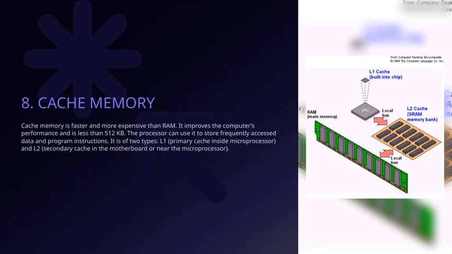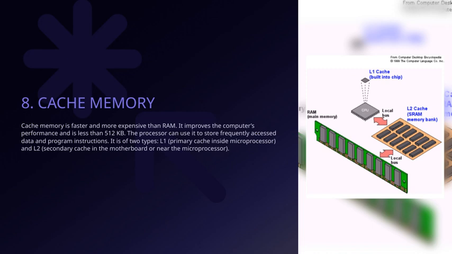Now, let's talk about cache memory, which plays a crucial role in enhancing our computer's performance. Cache memory is faster and more expensive than RAM, but it's also much smaller, usually less than 512 KB. Its main function is to store frequently accessed data and program instructions so that the processor can retrieve them quickly without having to go all the way to the RAM every time. This quick access significantly speeds up the overall operation of the computer.